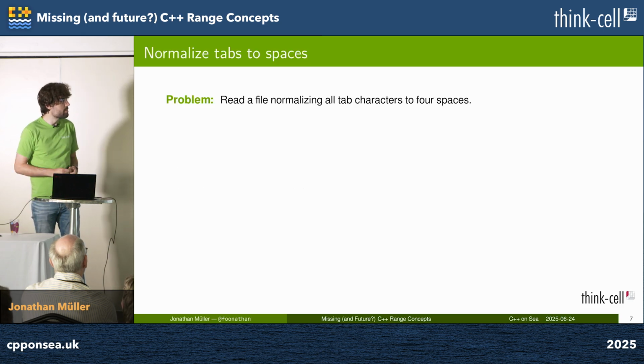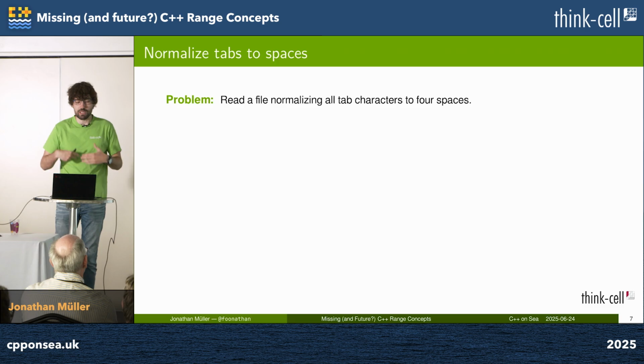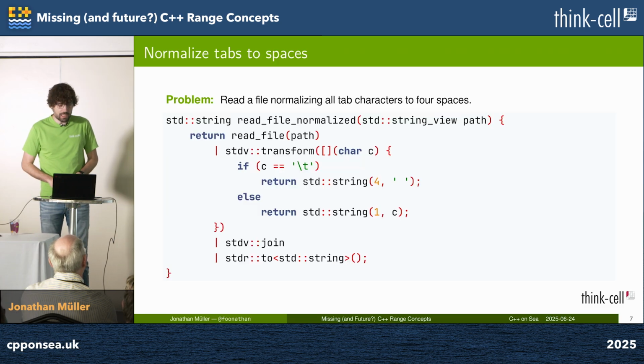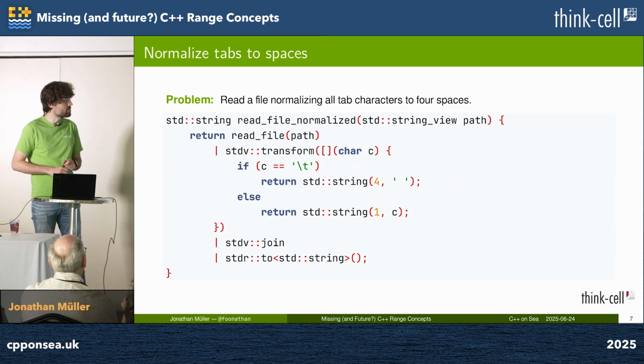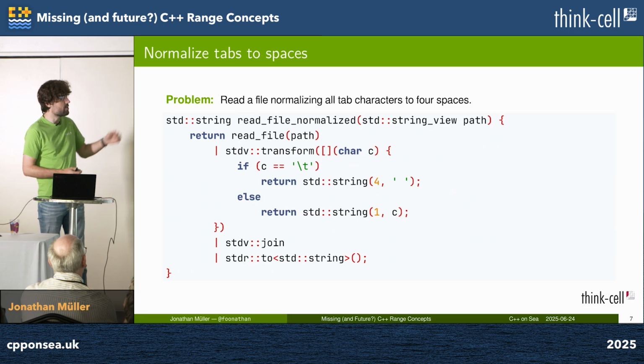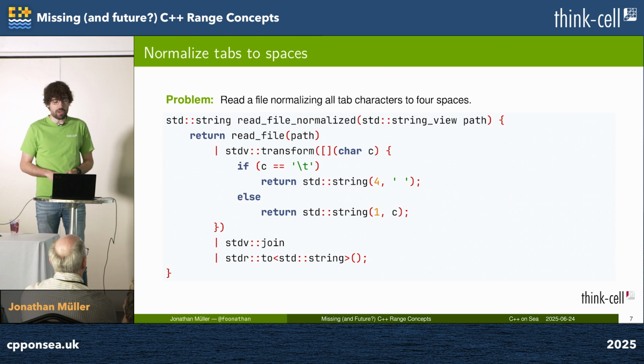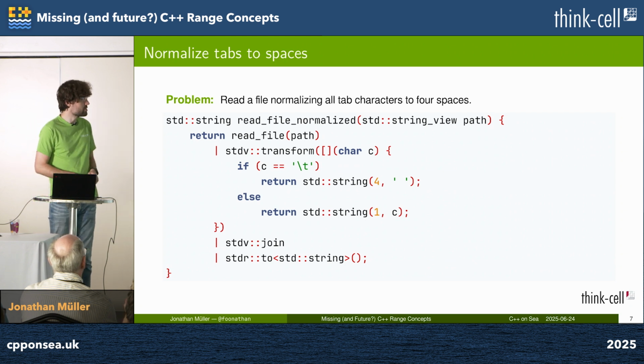The example problem I came up with is we want to read a file and we want to normalize all tab characters to 4 spaces. And this can be somewhat trivially done using a range pipeline. So we first read our file, and this returns a range of all the characters in the file. And then we transform each character. If it's a tab, we turn it into 4 spaces. Otherwise, we keep it unchanged.